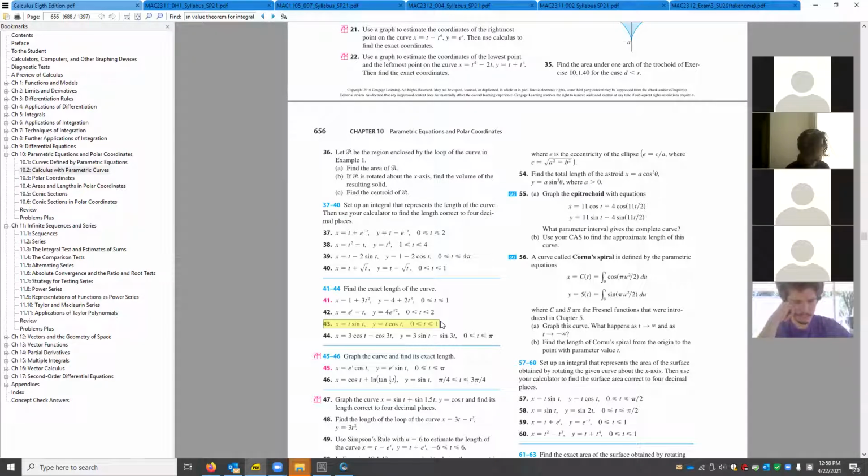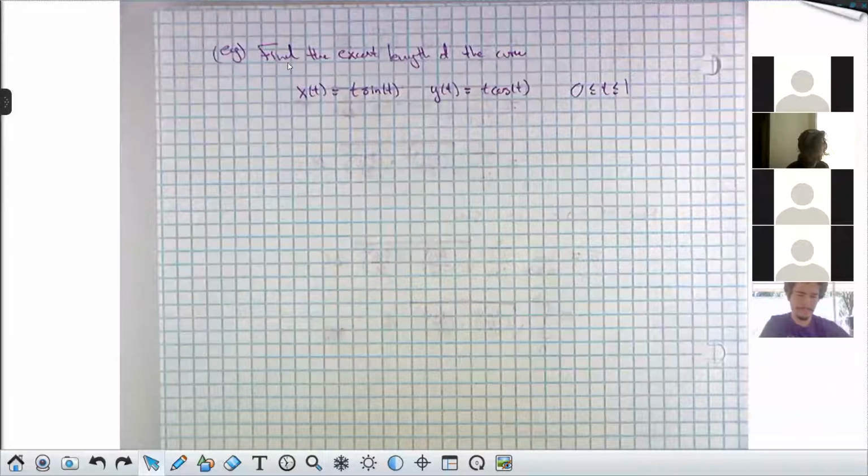I want to find the exact length of the curve. X of t equals t sine t. Y of t equals t cos t. And they say from 0 to 1. Right. Any idea what this curve looks like?